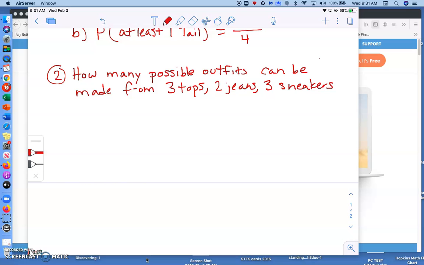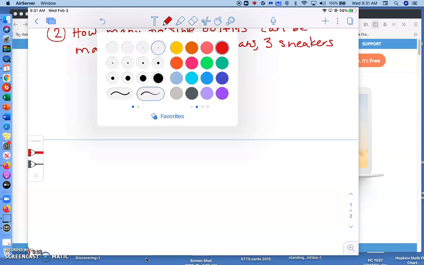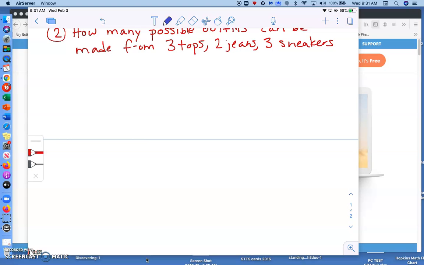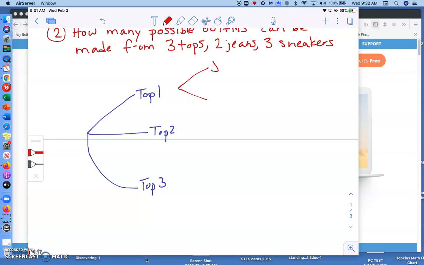All right, so if we were to start this tree diagram here, and again, some of you might be like, okay, I can just figure out how many there are, but a tree diagram is going to help us with the probabilities here. So we have 3 possible tops. So our first branch would have 3. So I might say top 1, top 2, top 3. And then if I was to branch this, we have jeans 1 and jeans 2. So pair of jeans 1, pair of jeans 2, jeans 1, jeans 2, and then 3 sneakers.